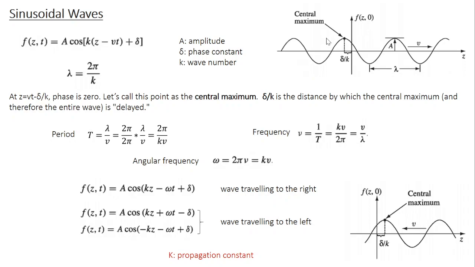So a sinusoidal wave of this sort can be represented by a wave function f(z,t) equal to A cos k(z − vt) + δ. So first thing, it is a function of both z and t. This is z − vt, meaning the wave is traveling along the plus z direction. If it is along the minus z direction, it will be z + vt.